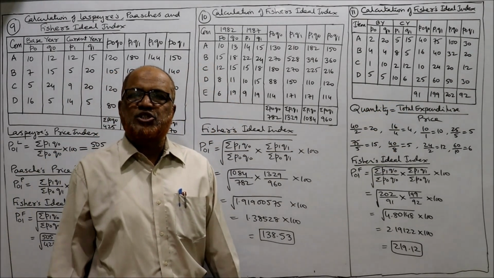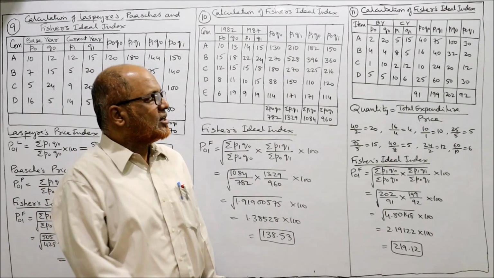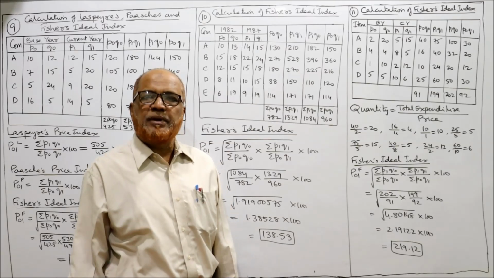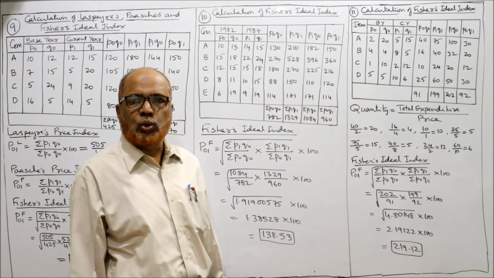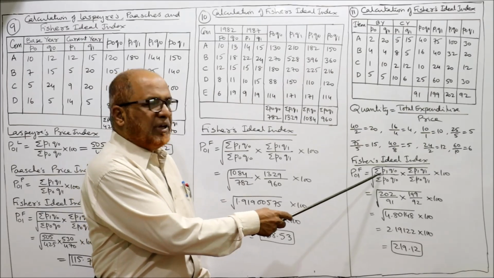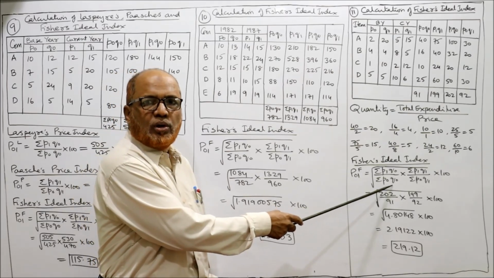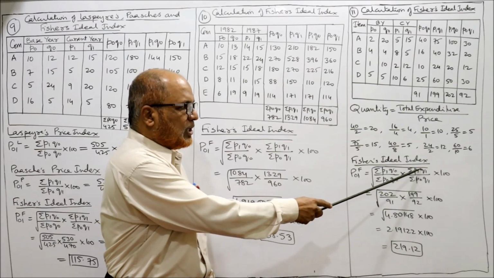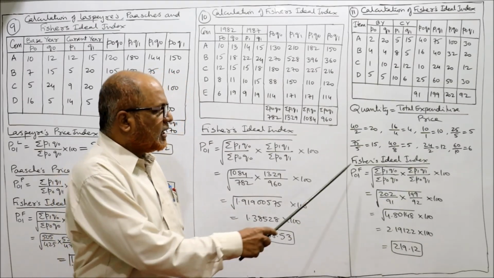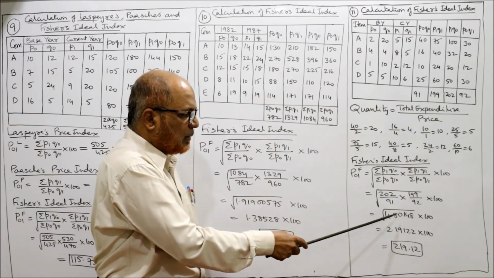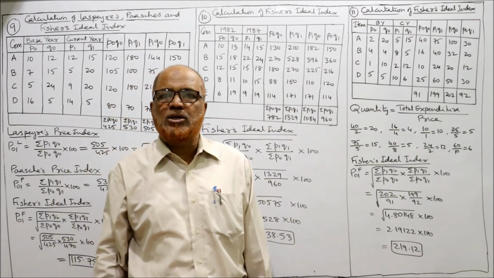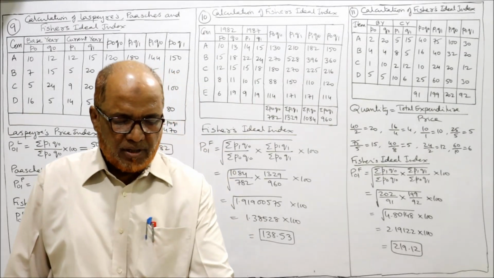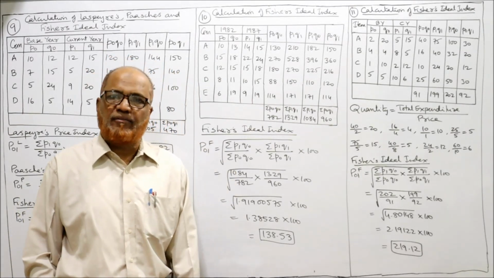Now simply we substitute in the formula for Fisher's ideal index number. So we multiply the Laspeyres and Paasche's and put it under root. The Laspeyres formula is sigma P1Q0 by sigma P0Q0, and the Paasche's formula is sigma P1Q1 by sigma P0Q1, under root. Take all the values from there, multiply, and you will get 219.12. This is the Fisher's ideal index number. So we have completed problem number 11.